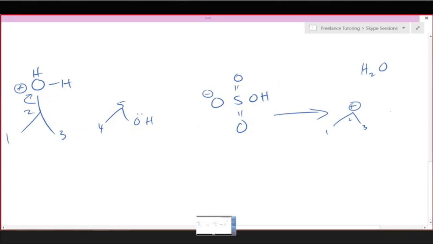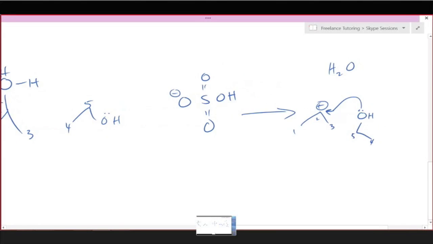Okay. Does it look like we're done? No, it doesn't, actually. So now what? This right here could be a nucleophile and attack carbon 2 as an electrophile. Great.